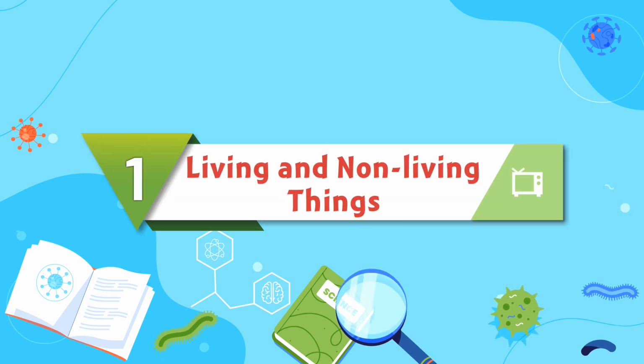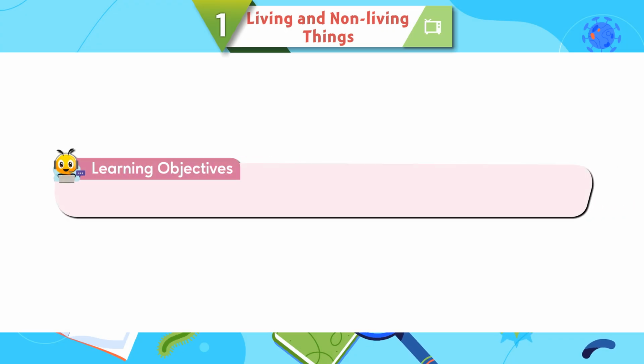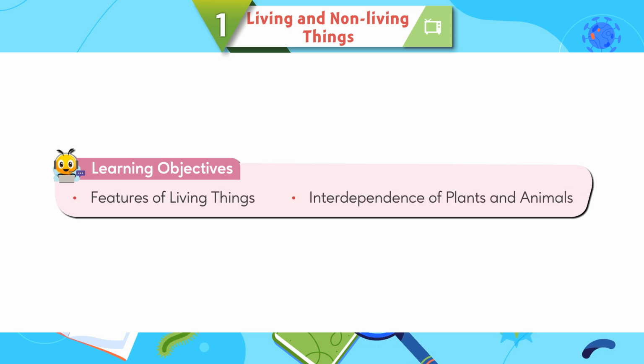Chapter 1, Living and Non-Living Things. Learning Objectives: living things, non-living things, features of living things, interdependence of plants and animals.